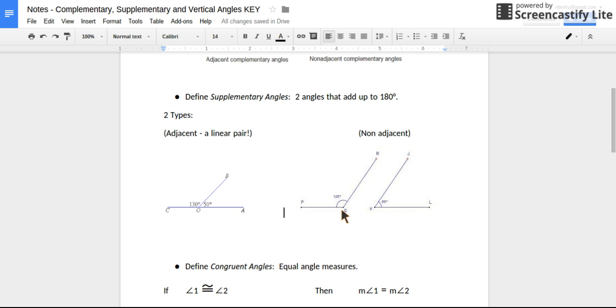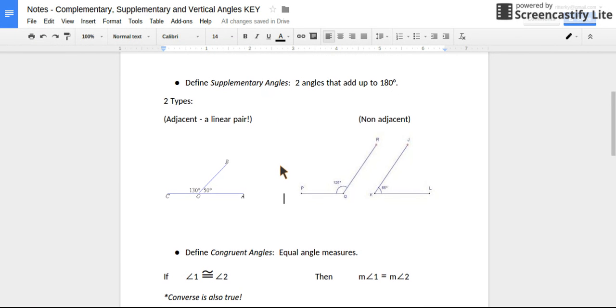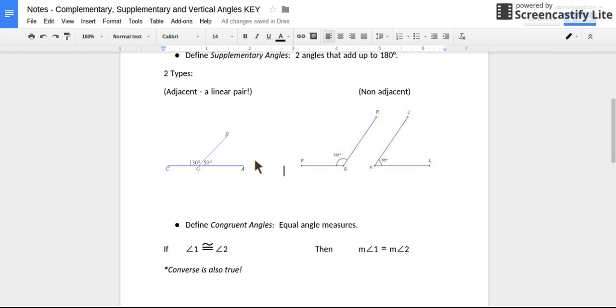We could also have non-adjacent supplementary angles, separate, but they still add up to 180. So a linear pair has to be adjacent and add up to 180 degrees, but a non-adjacent pair is not a linear pair, even though they still add up to 180 degrees. So supplementary angles just means that they add up to 180 degrees, whether they're a linear pair or non-adjacent.